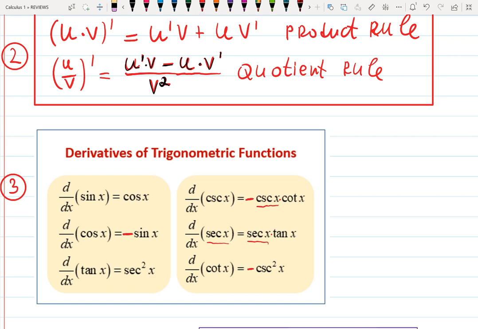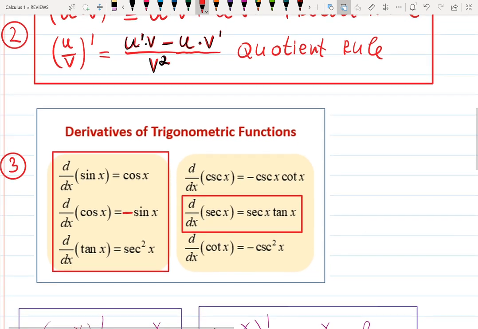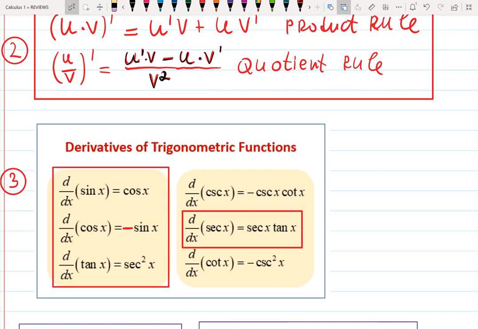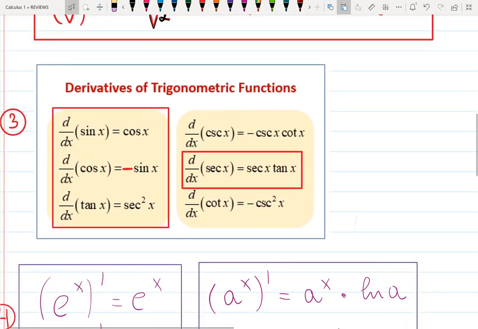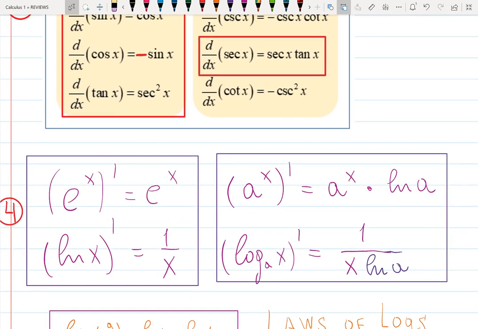We definitely require you to know all of this, but I would tell you that the first three are extremely important, and they're very common, these three. And the derivative of secant happens pretty often. So these four definitely you should know. The other two, we need you to know that as well, but you will not see them as often as these four.